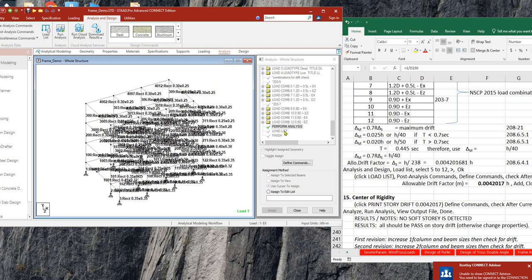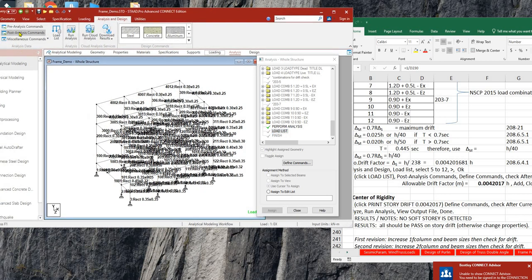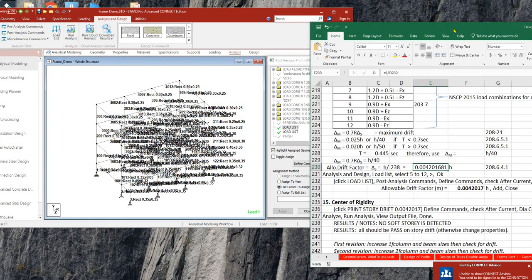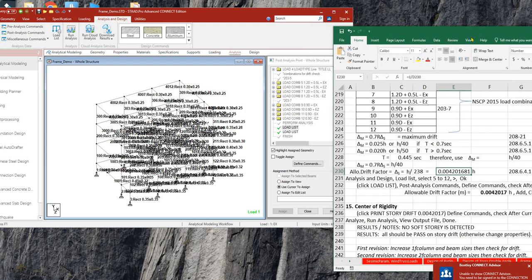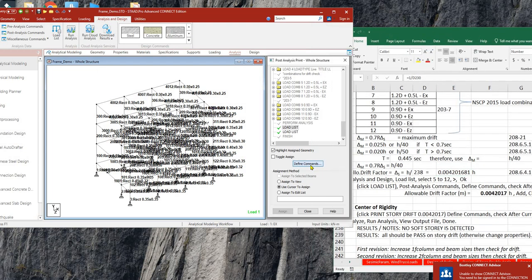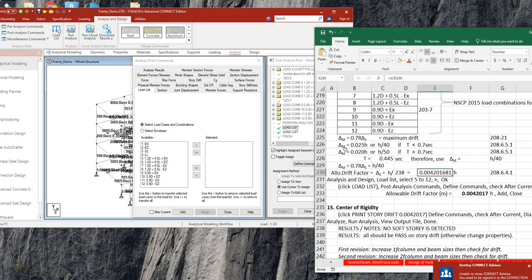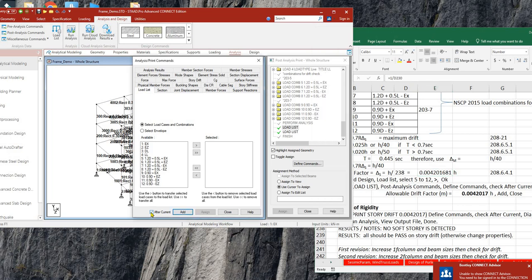Tapos dito ngayon, i-click mo si Load List. Ayan. Okay? Tapos, i-click mo si Post Analysis command. Ito siya, no? And then, yan ang lalabas. And then, i-click mo si Define Commands dito. Tapos, you click or you check after current, ito.